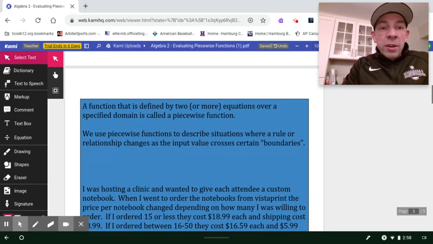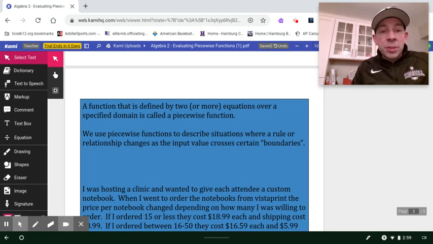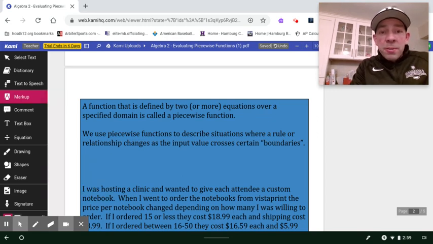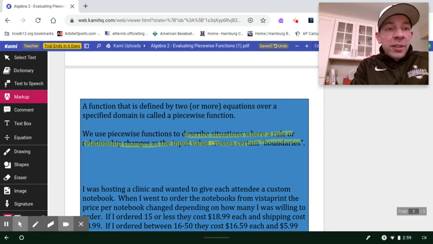So real quickly, what is a piecewise function? It's a function that's defined by two or more equations over specified domains, and that's what we call a piecewise function. What's really exciting for me, the reason I like them so much, is that we use piecewise functions to describe situations where a rule or a relationship changes as the input value crosses certain boundaries. So what does that all mean? Let's take a look at an example.